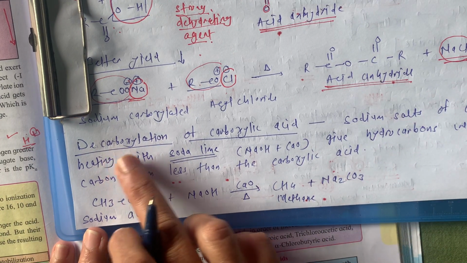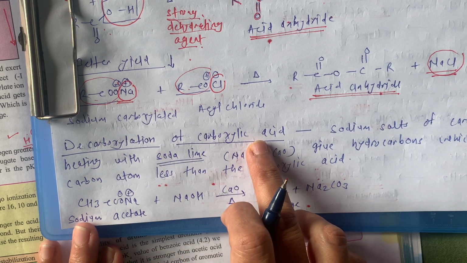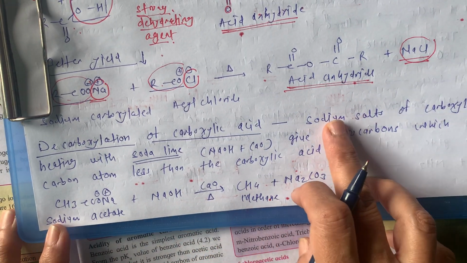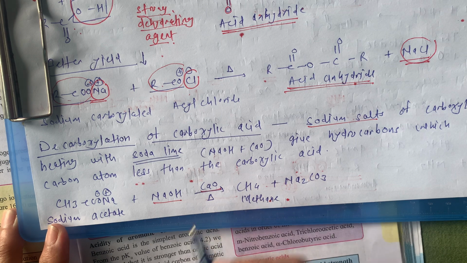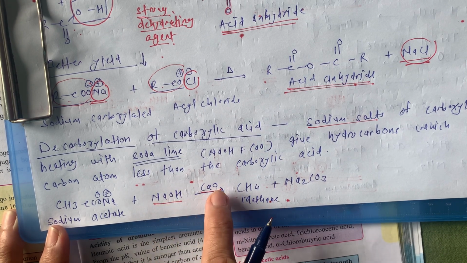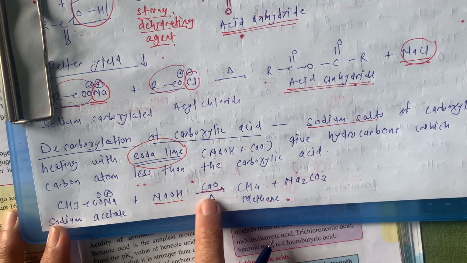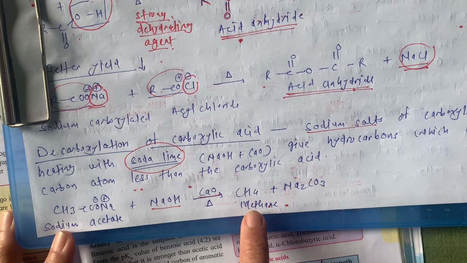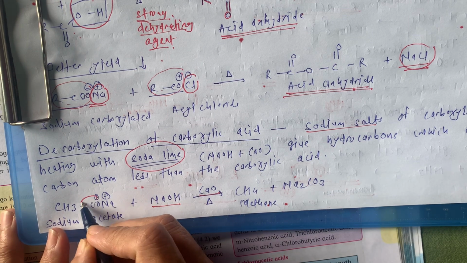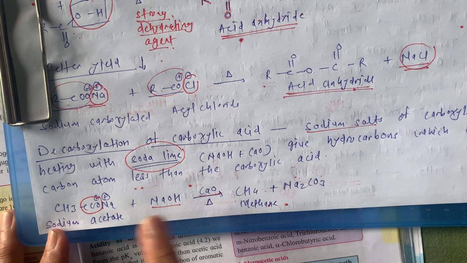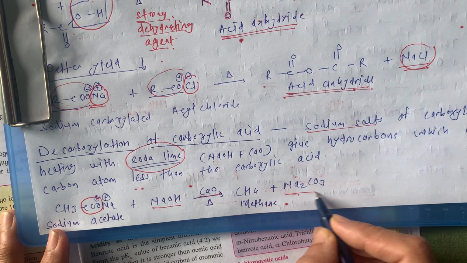Next one is decarboxylation of carboxylic acid. What is that? Sodium salts of carboxylic acid on heating with soda lime. We know this soda lime, when there is a combination of sodium hydroxide and calcium oxide, it is known as soda lime. Then the main product is methane. So we decarboxylate this COO. Decarboxylation means removal of COO. We get methane, and the byproduct is Na2CO3.